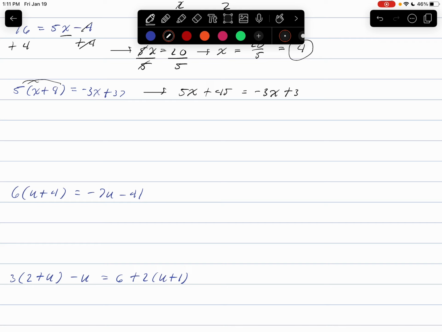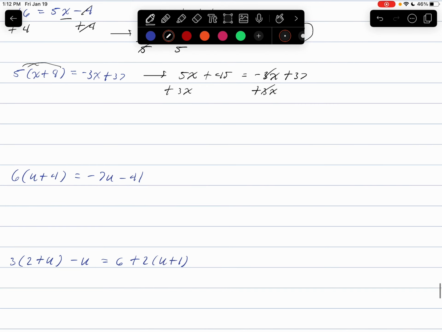Okay, so we have 5x plus 45 is equal to negative 3x plus 37. From here, we want to continue to see if we can get all of the x's on one side. We're trying to isolate x by itself on one side of the equation. So here, what I'm thinking is we can add this 3x to the right-hand side, but remember we also have to add it to the left-hand side as well. So that's going to cancel this 3x here, and now we're going to have 5x plus 3x plus 45. That's going to simplify to 8x plus 45, and this is going to be equal to 37.